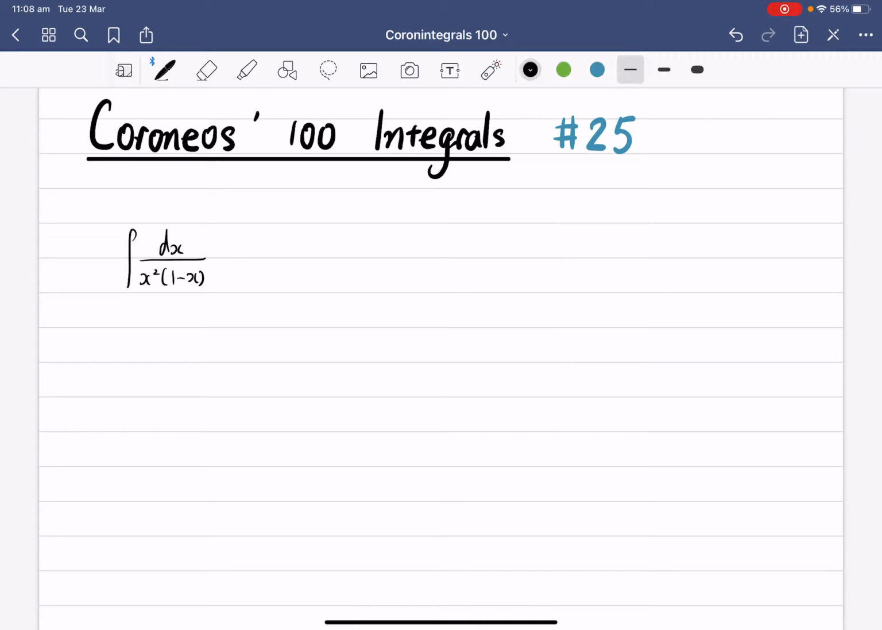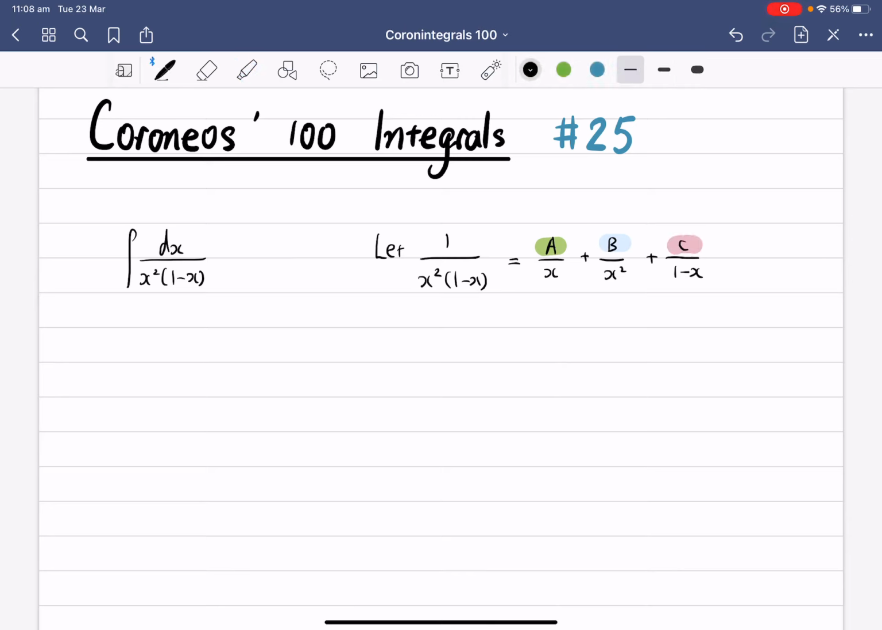So the way we're doing this question is we're going to use something called the partial fraction decomposition method. We're going to start by changing this entire fraction into several smaller fractions so we can integrate each fraction one by one. So we're going to let 1 over x squared times 1 minus x equal a over x plus b over x squared plus c over 1 minus x. Now our job is to find out what a, b, and c are, and then we can integrate one by one.